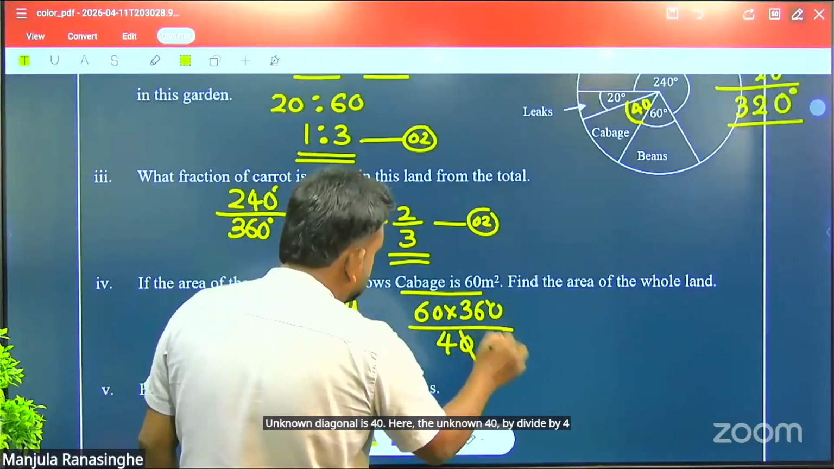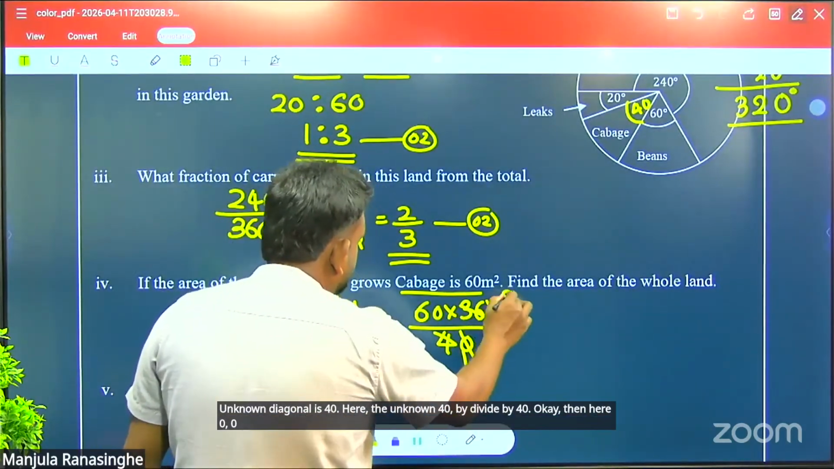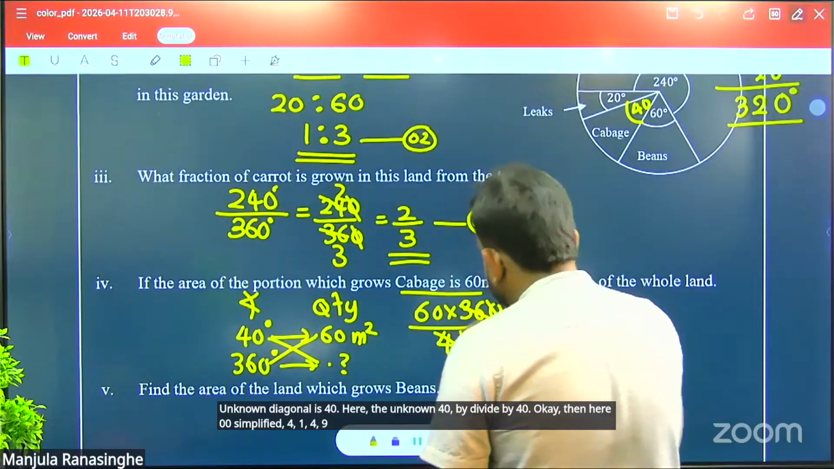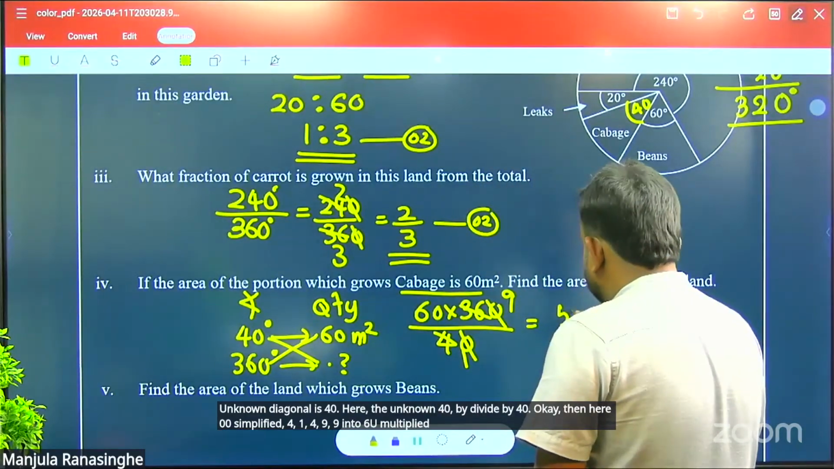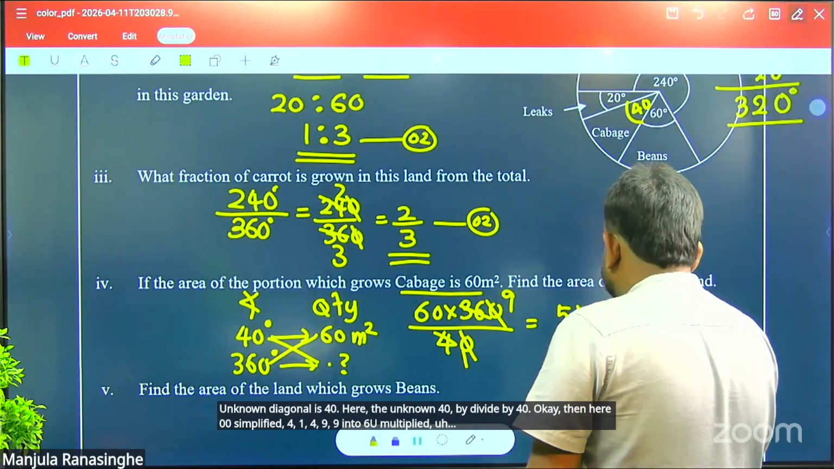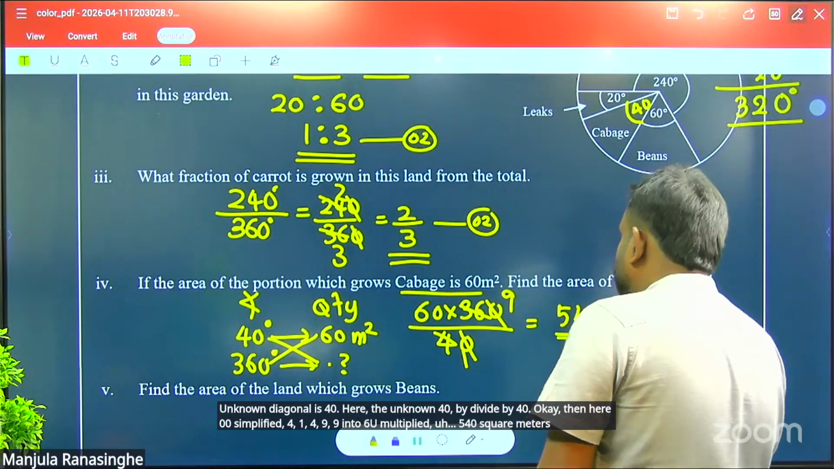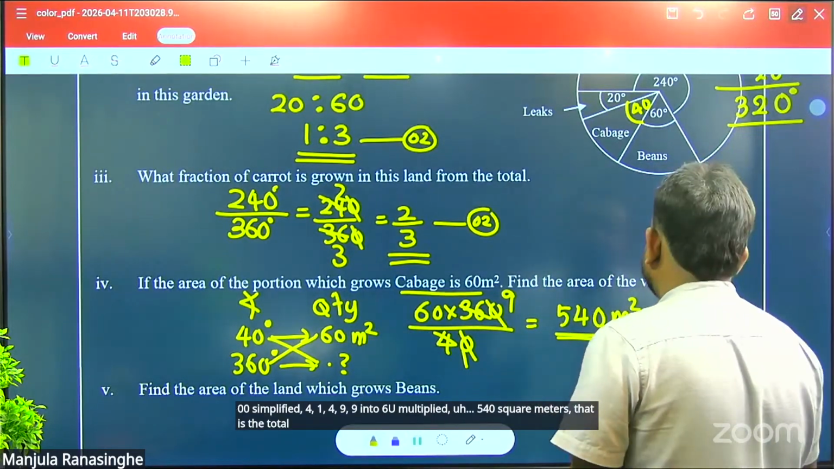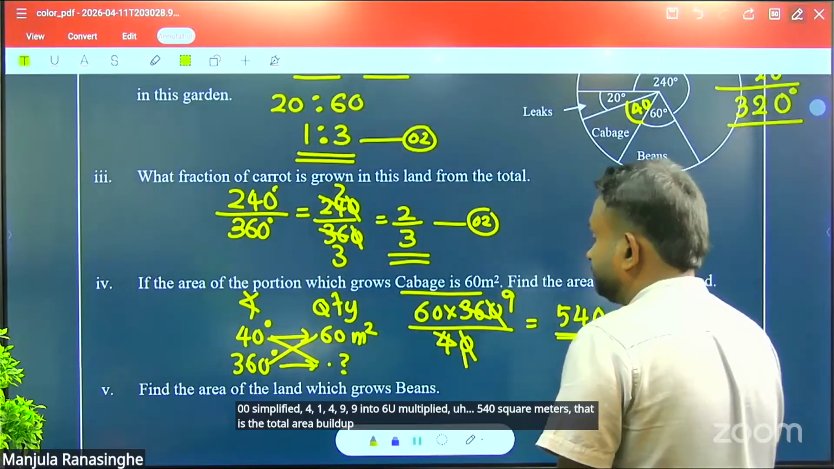Then simplify the zeros, 4 into 9, 9 into 60 you multiply, which gives 540 square meters. That is the total area. Okay, 2 marks there.